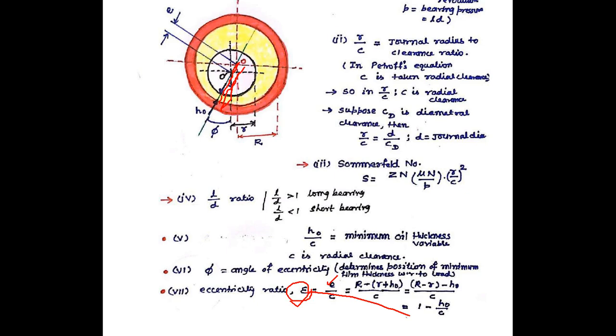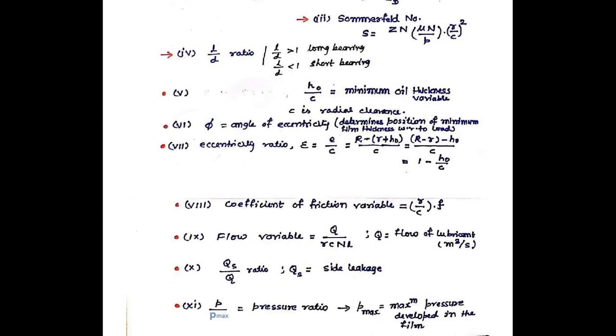Now another important parameter is H0 upon C, minimum film thickness variable. Phi gives the position of minimum film thickness. Eccentricity ratio epsilon, coefficient of friction variable r upon C into f, flow variable Q upon r C N L, Qs upon Q ratio, Qs is the side leakage, P upon P max pressure ratio. These are the dimensionless parameters defined by Raimondi and Boyd.